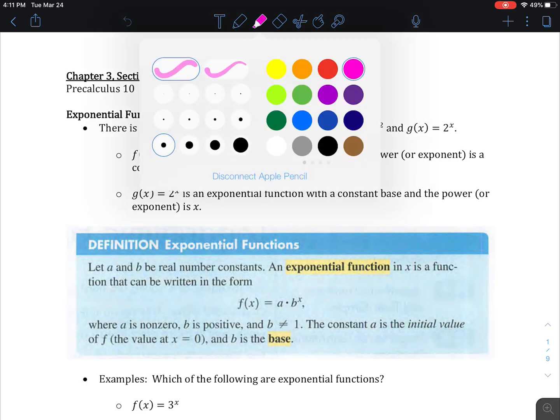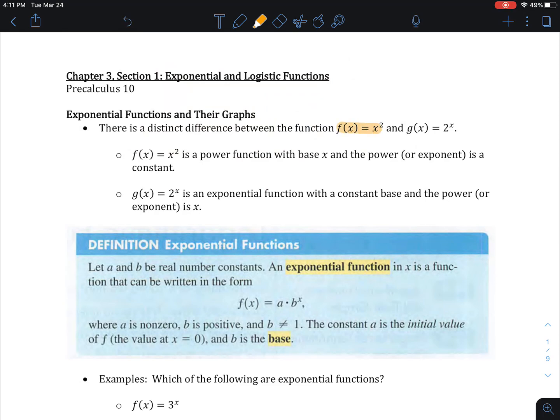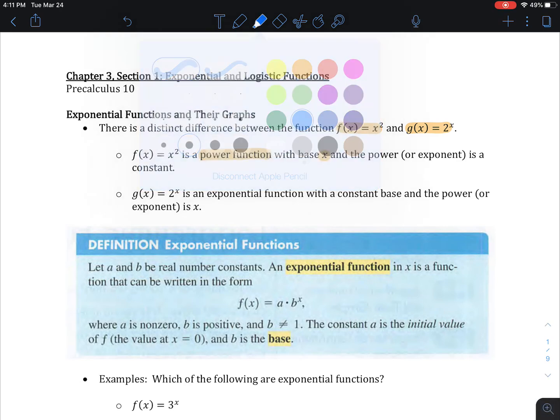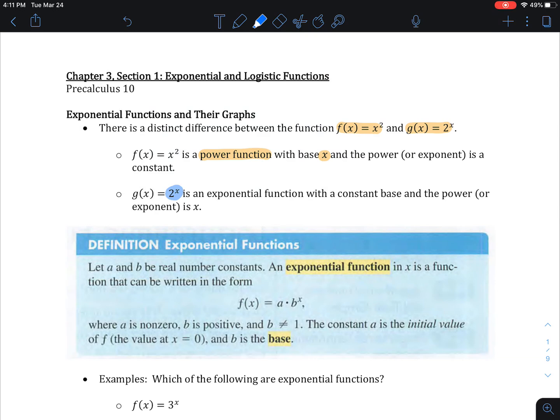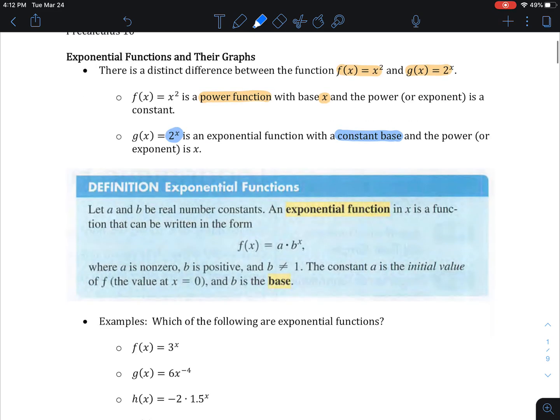All right, so as it says here, there's a difference between a function like x squared versus 2 to the x, right? One of them is a power function, where the base is the variable x and the power is a constant, always being squared: 2 squared, 3 squared, 4 squared. The other is an exponential function, 2 to the x, where the base is a constant 2 but the power changes: 2 to the second is 4, 2 to the third is 8, 2 to the fourth is 16. So it grows at a slightly different rate.